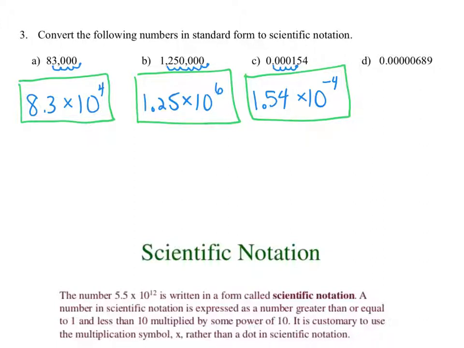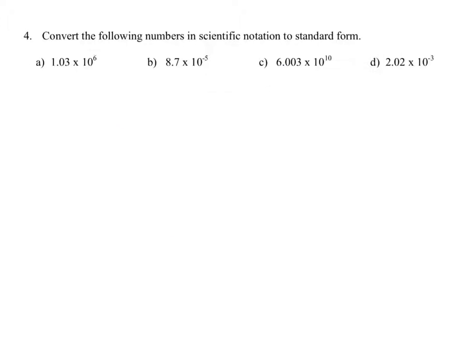The number 0.0000689 can be written in scientific notation by moving the decimal place 1, 2, 3, 4, 5, 6 places so that we get the number 6.89 times 10 to the negative 6. When you're writing numbers in scientific notation, the 10 to the positive powers are large numbers, while 10 to the negative powers are very small numbers.